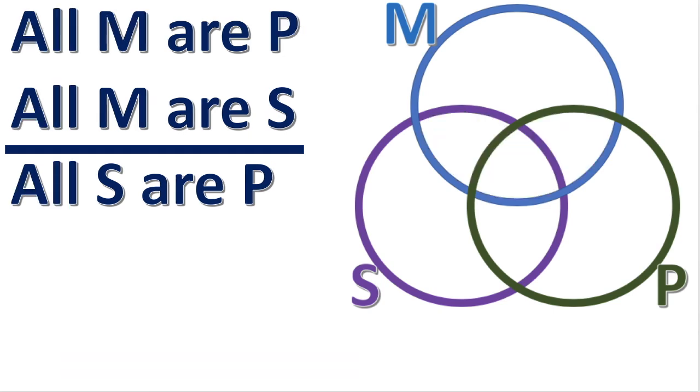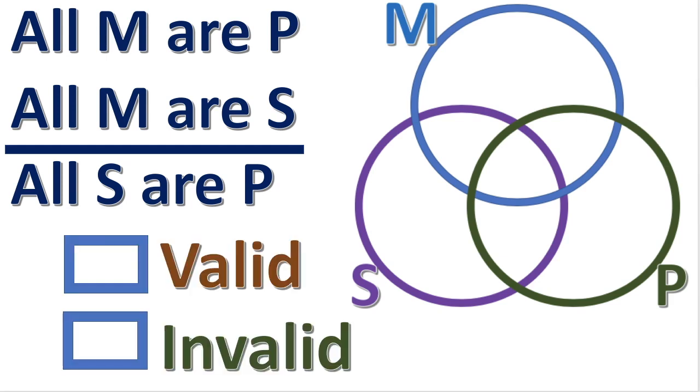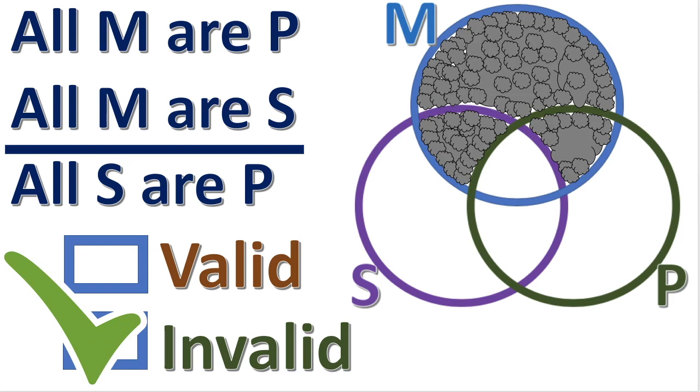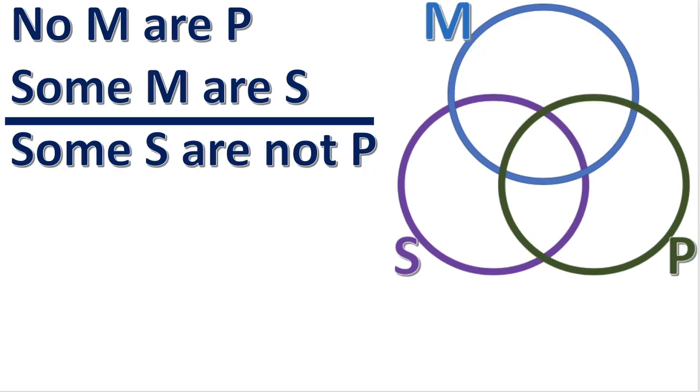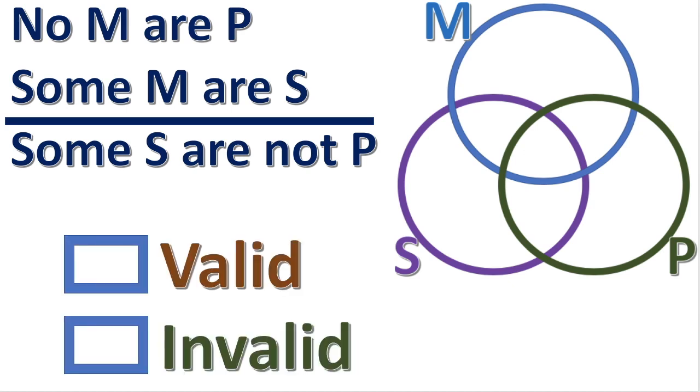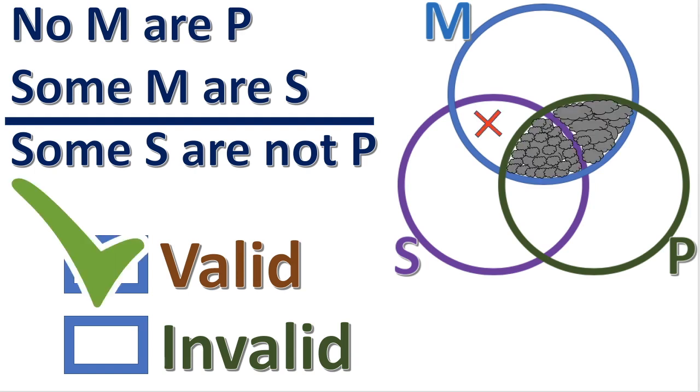Next practice problem. Is this syllogism valid or invalid? Press pause if you need more time. The answer will appear in 3, 2, 1. Ding! The syllogism is invalid. Final practice problem. Is this syllogism valid or invalid? Press pause if you need more time. The answer will appear in 3, 2, 1. Ding! The syllogism is valid. Very good job on those practice problems.